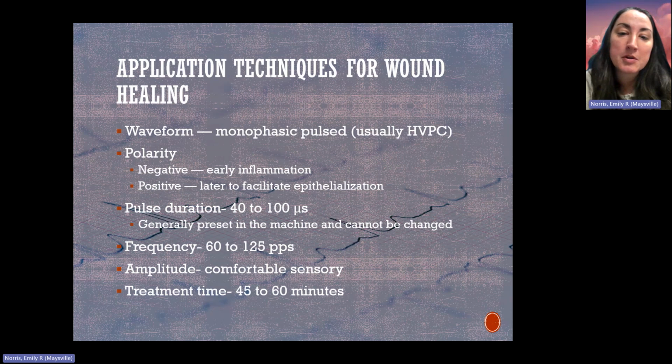The pulse duration is typically between 40 and 100 microseconds, and most machines come with that preset and you can't really change that. The frequency is somewhere between 60 and 125 pulses per second. The amplitude, it needs to be comfortable for the patient, but they can feel a tingling sensation. Sometimes it's like an uncomfortable tingle, so I always say strong but not uncomfortable. If it gets uncomfortable, let me know and I'll turn it down. That's kind of my spiel. Treatment time is typically between 45 and 60 minutes.